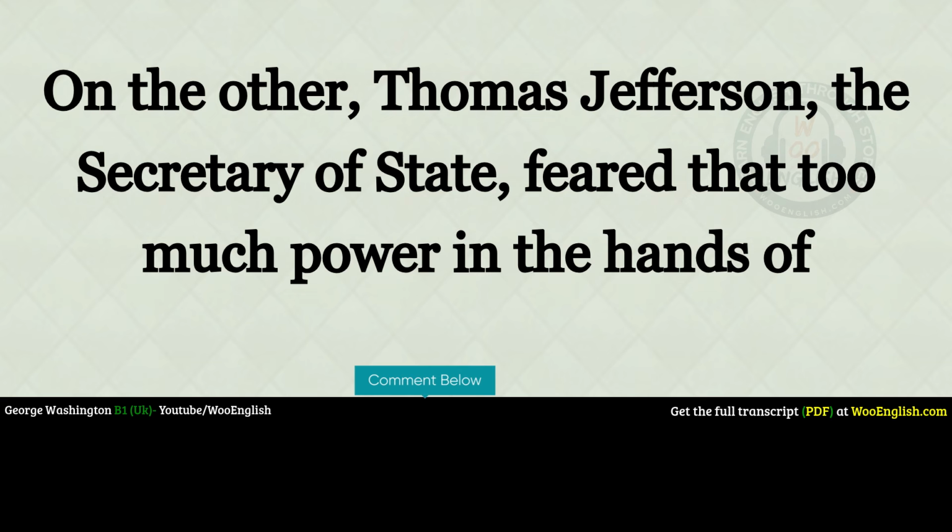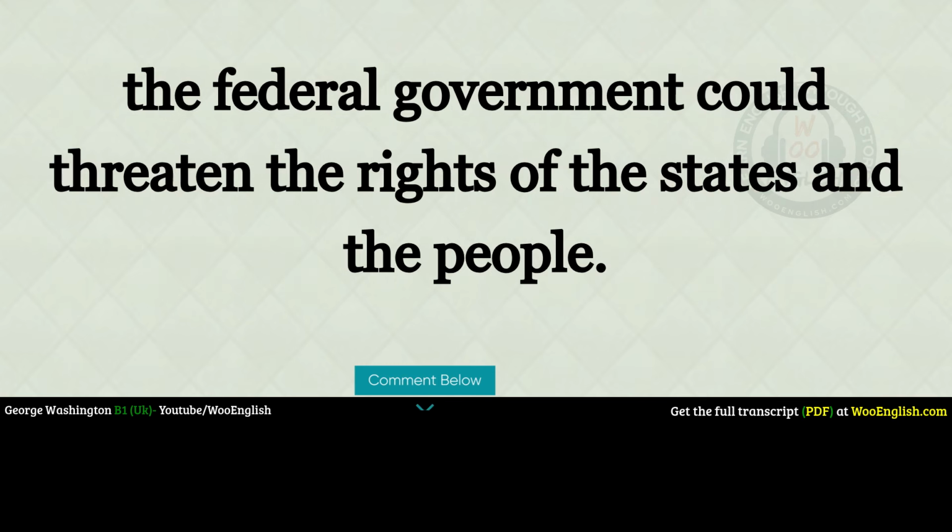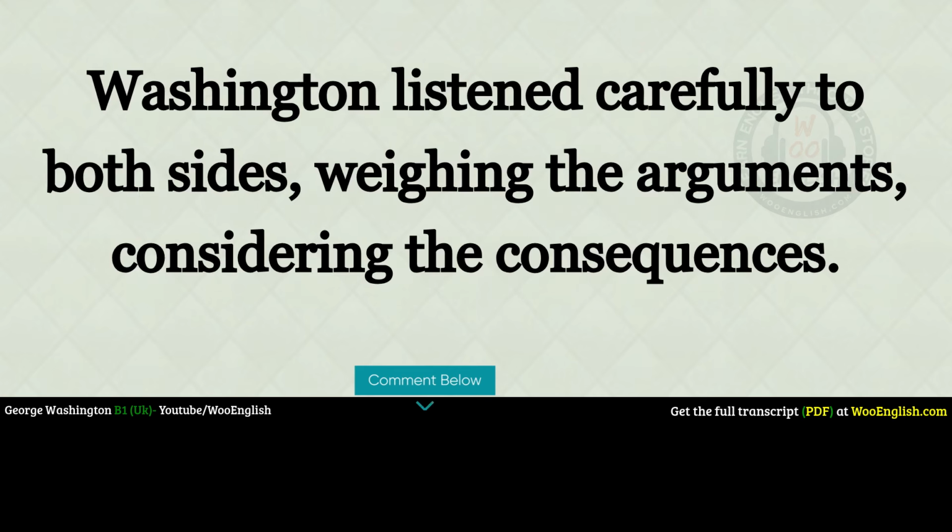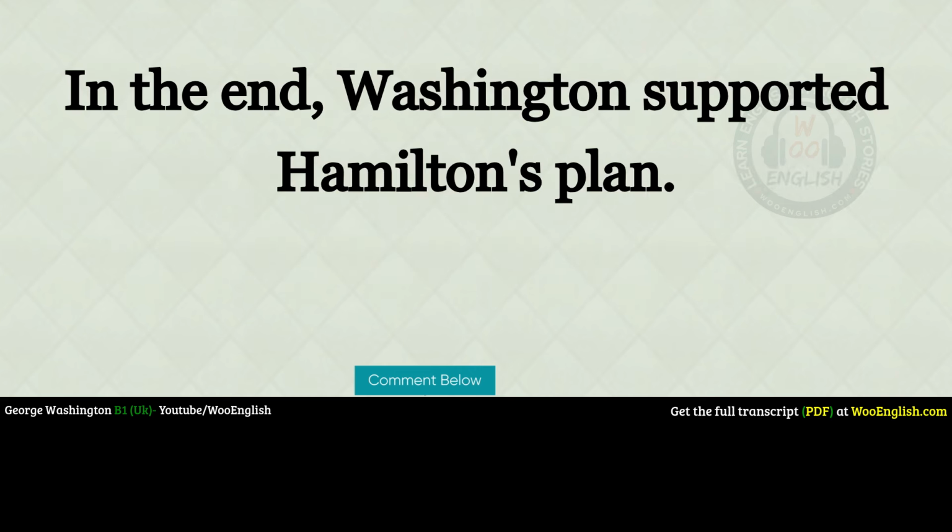On the other, Thomas Jefferson, the Secretary of State, feared that too much power in the hands of the federal government could threaten the rights of the states and the people. Washington listened carefully to both sides, weighing the arguments, considering the consequences. In the end, Washington supported Hamilton's plan.